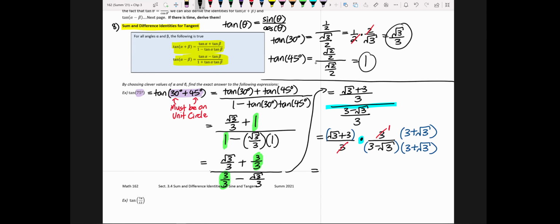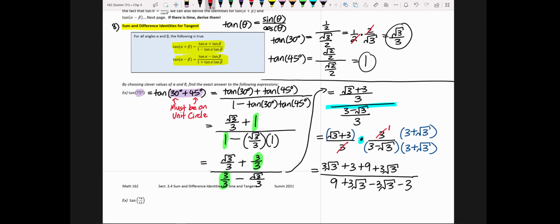Let's see what we have here. So binomial times binomial, we distribute. First, outer, inner, last. On the bottom, same thing. First, outer, inner, last. Okay. So on top, it was 3 root 3 plus 3 plus 9 plus 3 root 3. On the bottom, we have 9 plus 3 root 3 minus 3 root 3 minus 3.